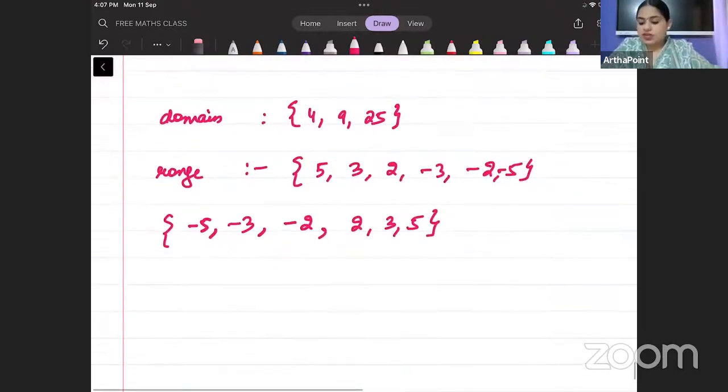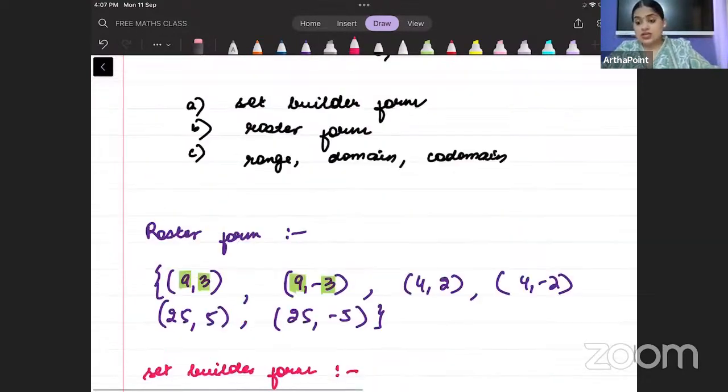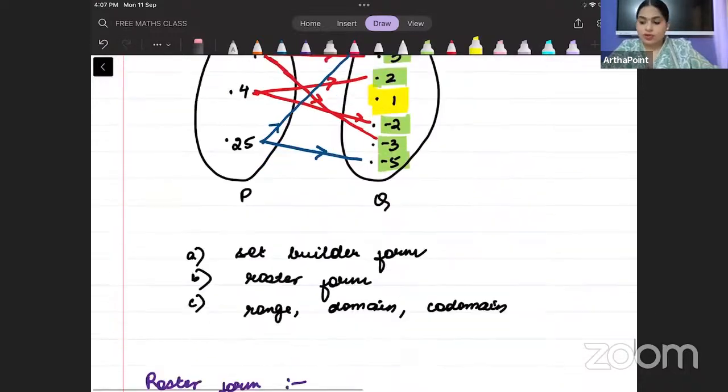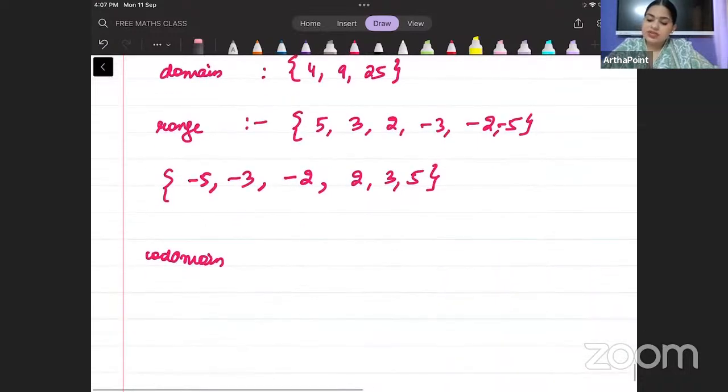But what is codomain? Ma'am, codomain is everything on this side. Even I will include 1 also, even though 1 is not an image of anything. 1 किसी की भी image नहीं है, but it will be part of the codomain. So all of these elements along with 1. Is this clear? That is the answer to your question.